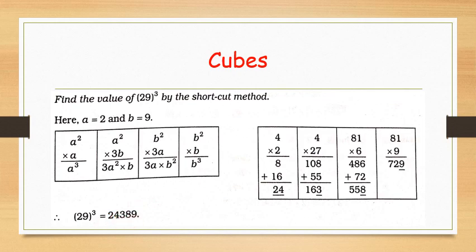Okay, so this is the way we are going to find out the cube of any two-digit number with the help of this column method, simply without multiplying 29 into 29 into 29.